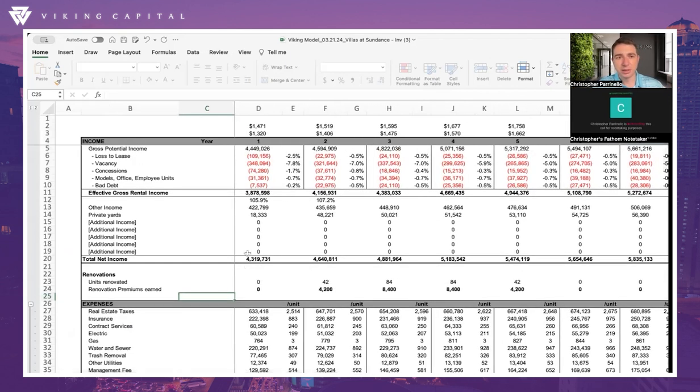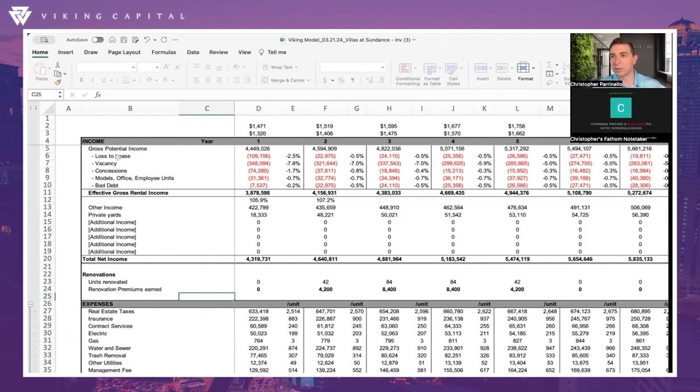So what you have here is the gross potential income, which, if you remember in box one, we saw the rentable square footage. This anticipates that at these effective rents, if every one of those square feet was rented out, this is the total amount of money the property would produce in any given year. Underneath, you have all of your assumptions when it comes to losses of revenue. You're going to have loss to lease, vacancy, concessions, models, office and employee units, and bad debt.